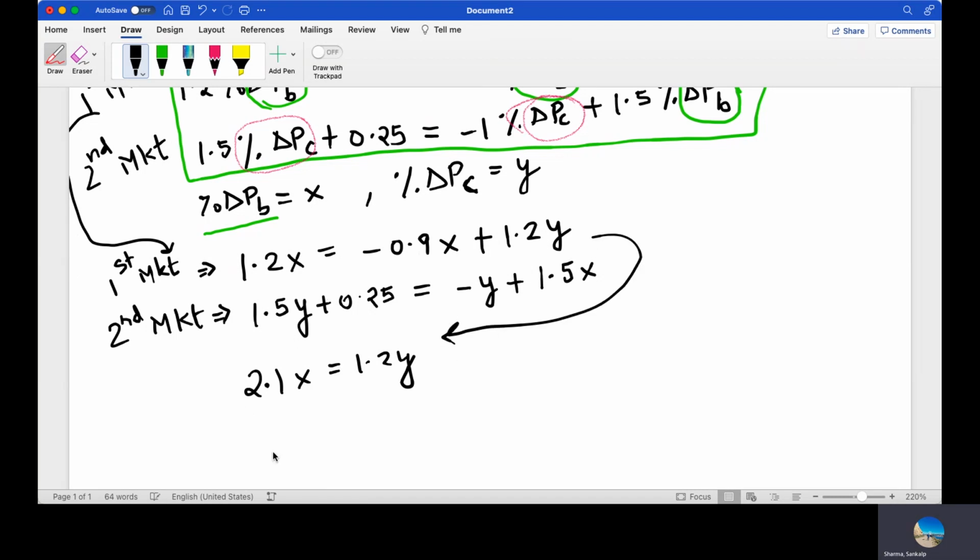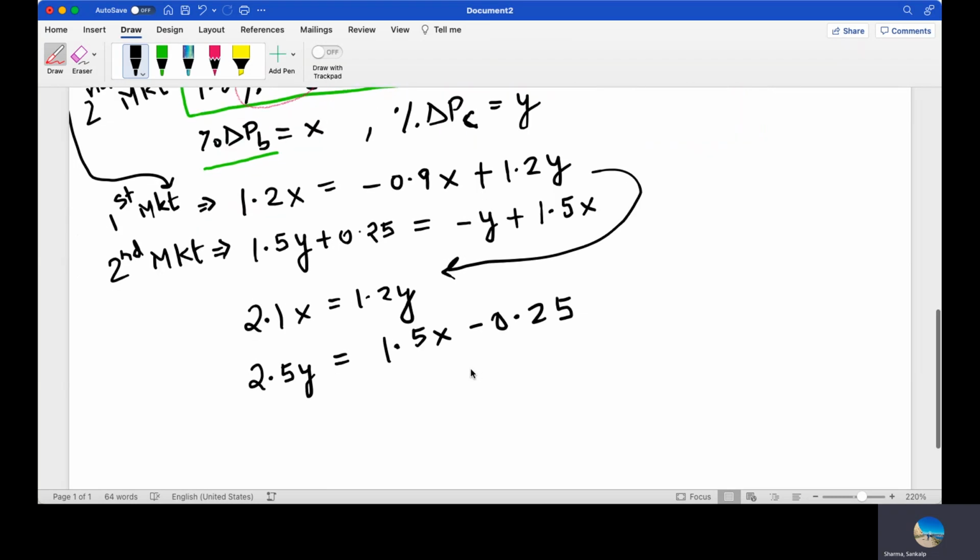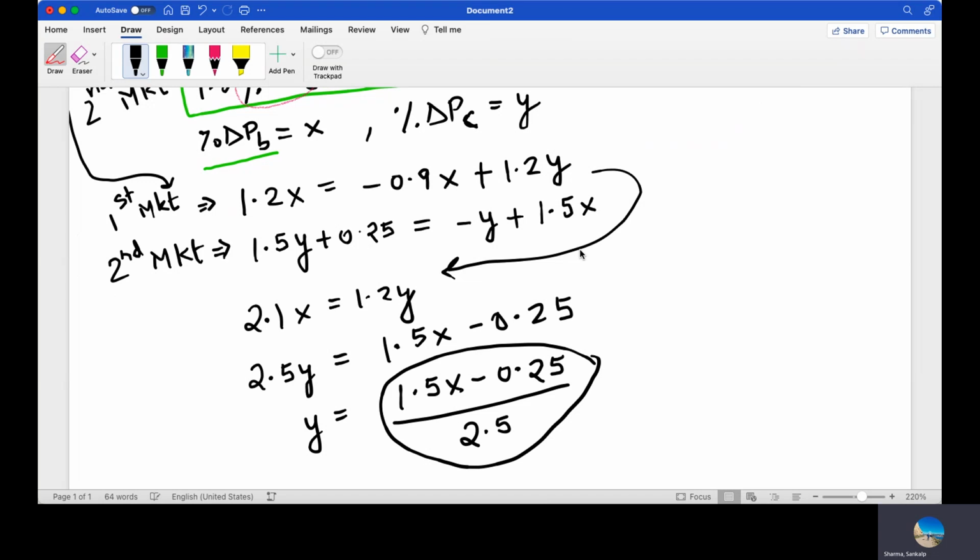Okay, and then on this side, what you basically have is, let me just see here. So we have 2.5y because I brought the y to this side, and 1.5x minus 0.25. And now you can just basically solve for y here. So this is y equals 1.5x minus 0.25 over 2.5. And then this y, which you basically got from the second equation.